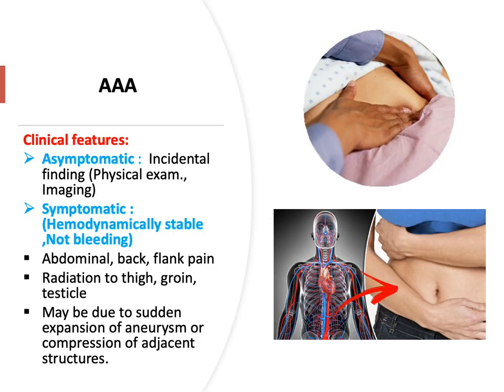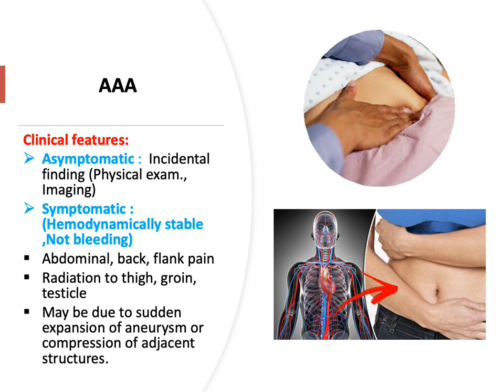Now, what are the clinical features of AAA? First, asymptomatic. So AAA can be asymptomatic, and it can be diagnosed or found incidentally during a physical examination of the abdomen for another reason, or during an abdominal x-ray or abdominal ultrasound for another reason. Or it could be symptomatic, but the patient is hemodynamically stable. That's to say, symptomatic AAA without rupture, without bleeding.